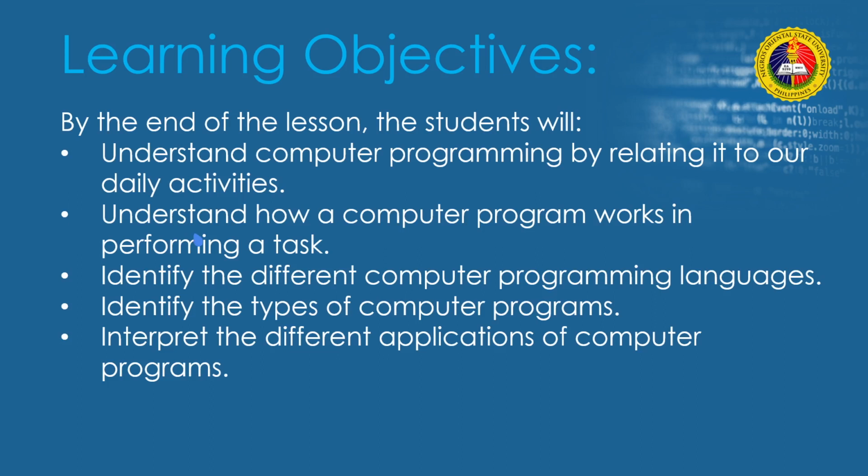Then we're going to understand how a computer program works in performing a task. We already know what computer programs are, and I'm pretty sure everyone knows that, but we're going to understand a general idea of how a computer program works. Then we're going to identify the different computer programming languages. There are tons of computer programming languages all throughout. And then identify the types of computer programs, and of course interpret the different applications of computer programs.